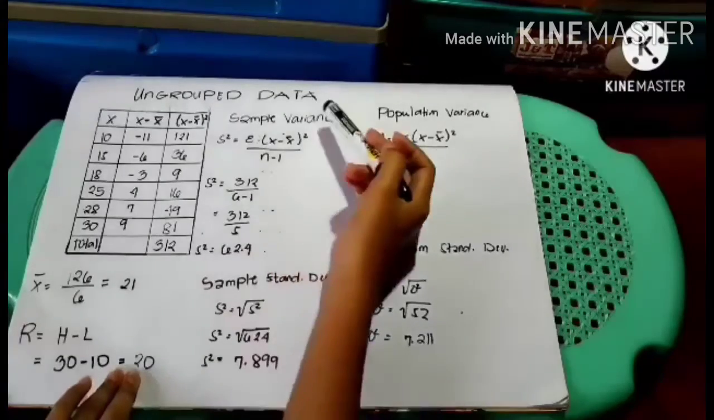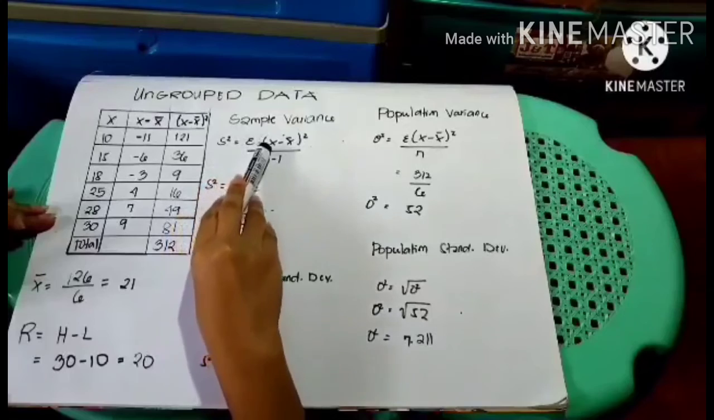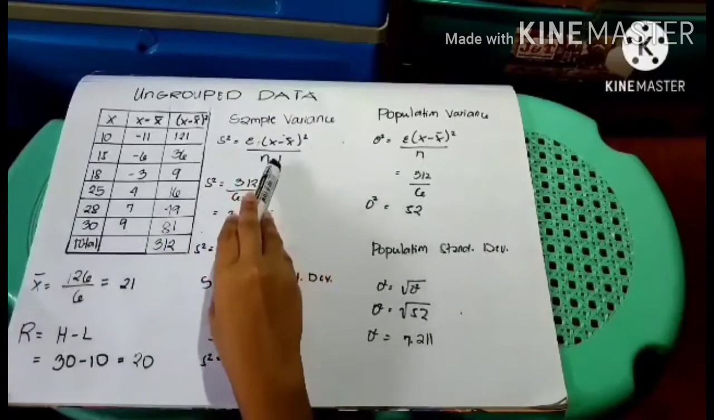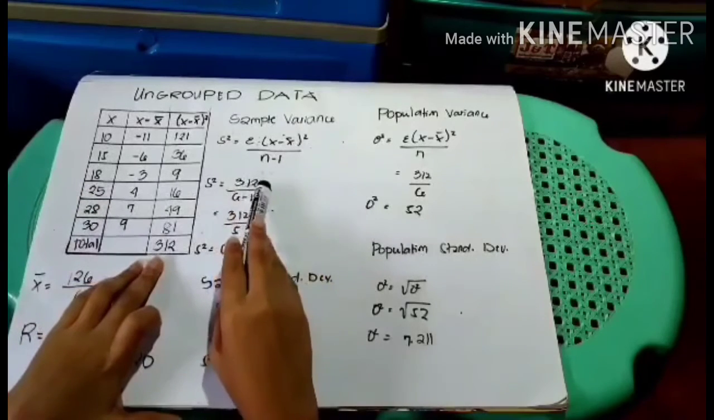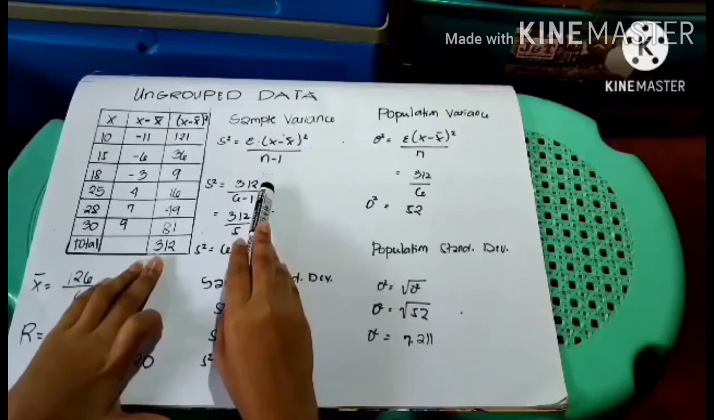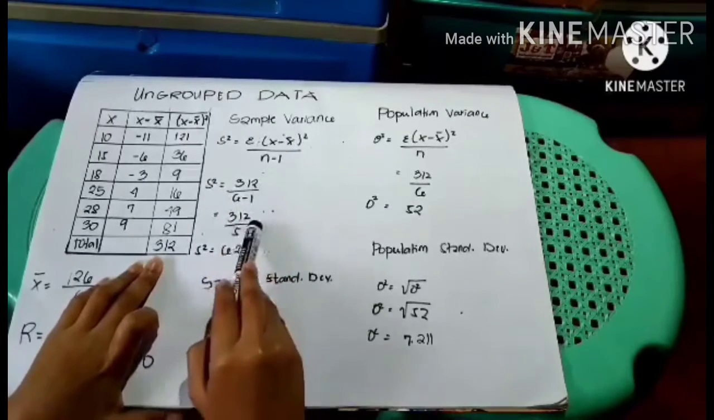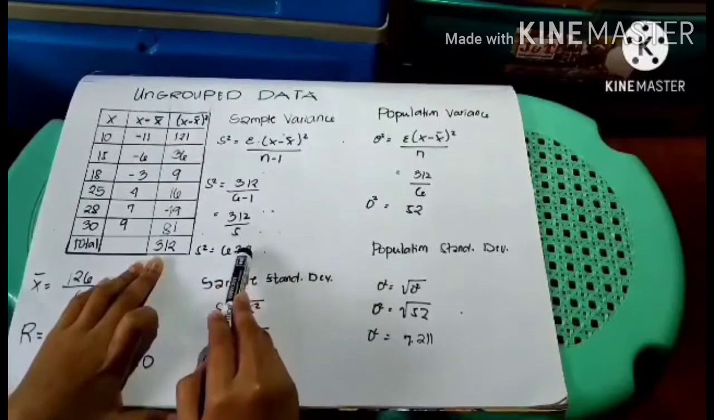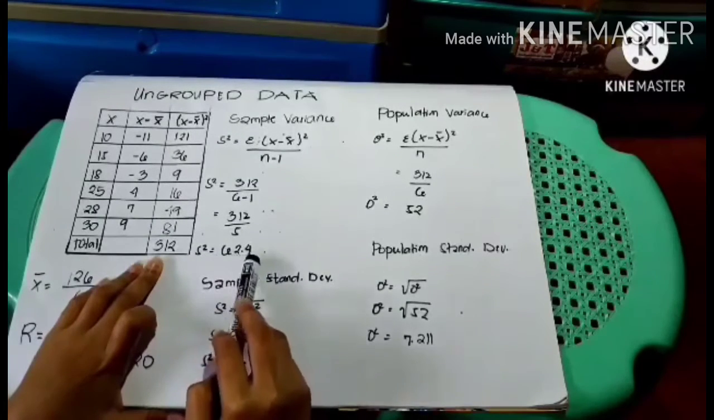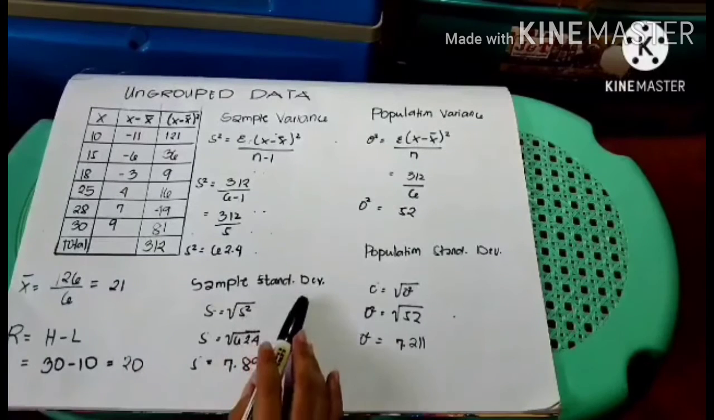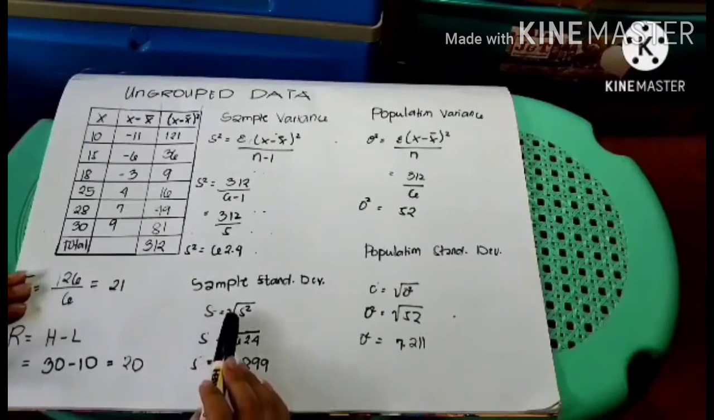To solve the sample variance, this is the formula. S squared is equal to the summation of X minus X bar squared over N minus 1. Our summation of X minus X bar squared is 312, and our N is 6, minus 1. So 312 divided by 5, so our S squared, or the sample variance, is 62.4.